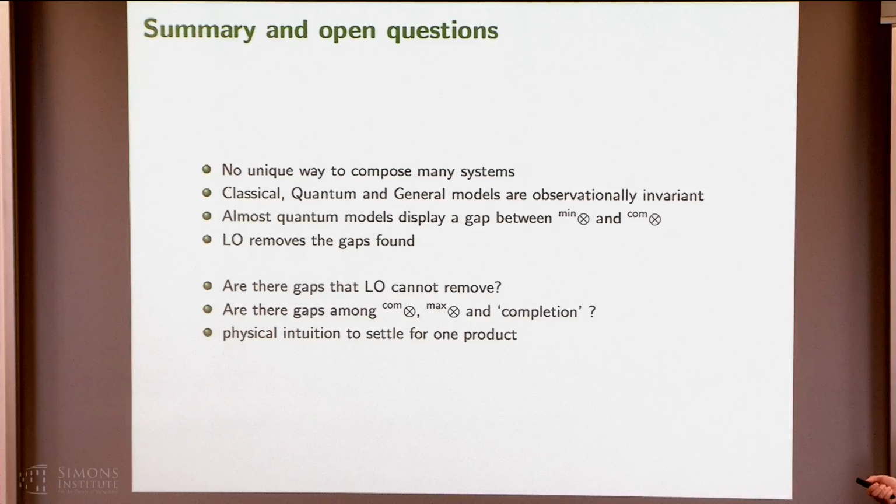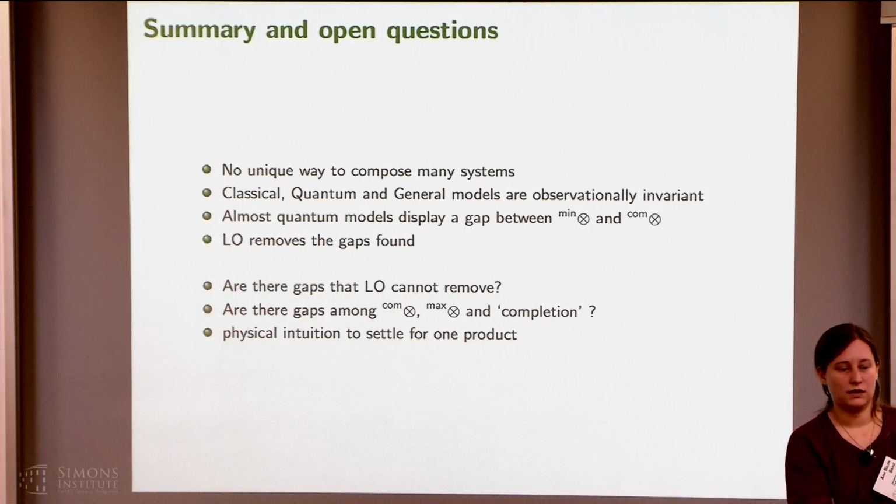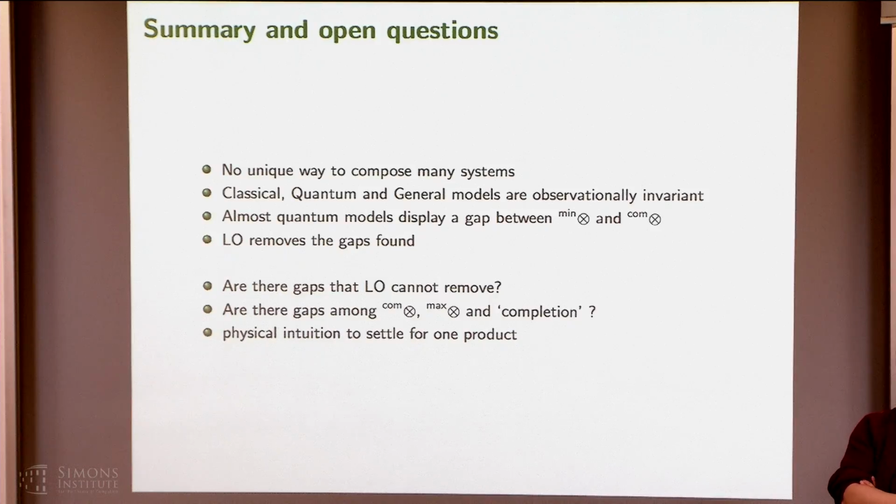And also, like I said, everything that I've been saying corresponds to a gap between the minimum and the common product, but we still haven't been able to witness any gaps between com and max, or also completion, if we include it as a possible way to combine systems. So it would be nice to see if there is a way to tell them apart from the point of view of interesting probabilistic models or not.